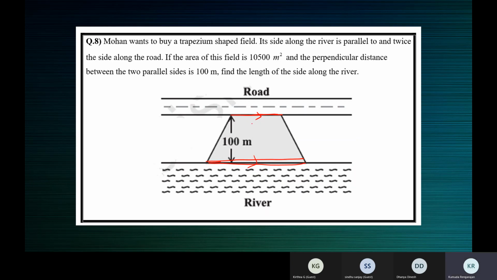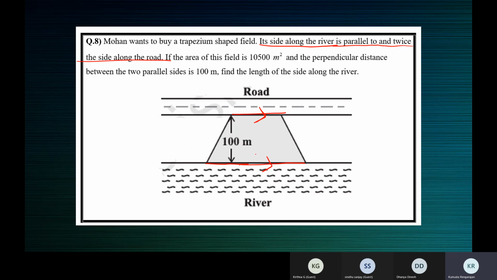They're talking about the two parallel sides. The side along the river is parallel to and twice the side along the road. Let's understand that. They're talking about this trapezium shaped field. This is the side along the river, and this side is parallel to the side along the road. So this is the side along the road.